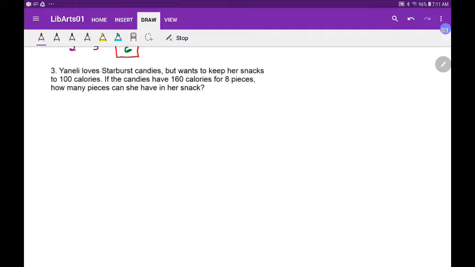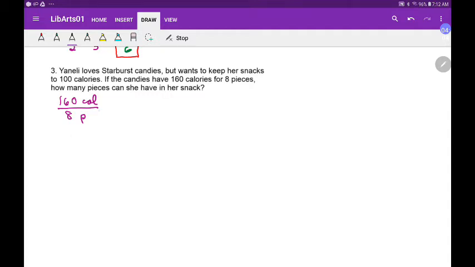Yaneli loves Starburst candies, but wants to keep her snacks to 100 calories. If the candies have 160 calories for 8 pieces, that sounds like a rate to me. 160 calories per 8 pieces. How many pieces can she have? Oh, okay. They want to know pieces.